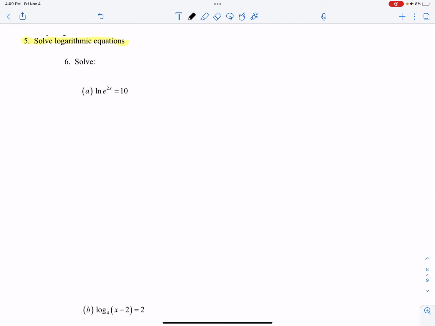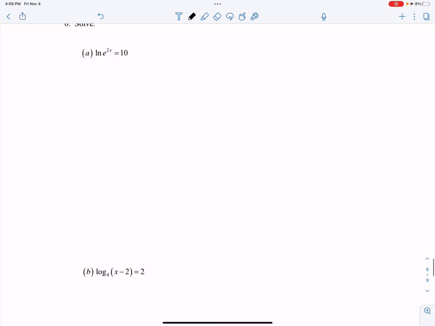All right, our last objective for today, solve logarithmic equations. We are going to use everything that we know and solve. Here we have solve. We're just solving for this missing variable, the natural log of e to the 2x equals 10.